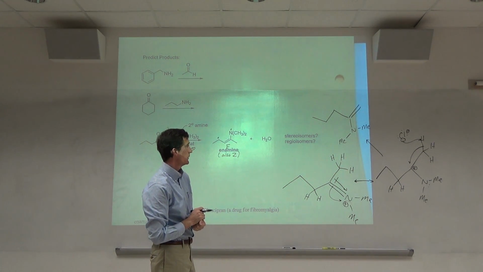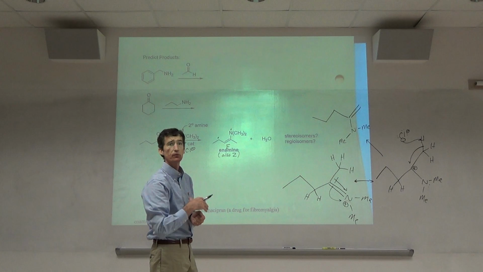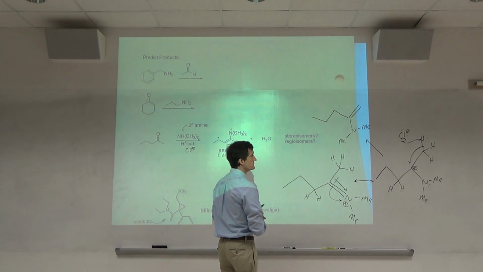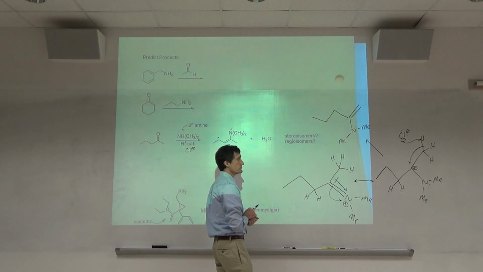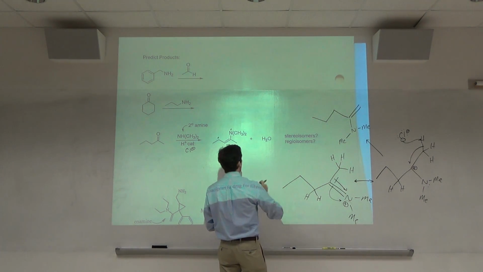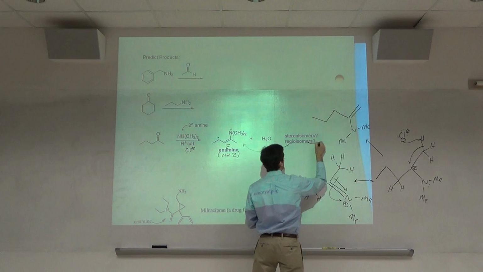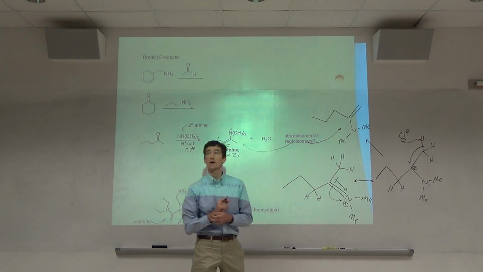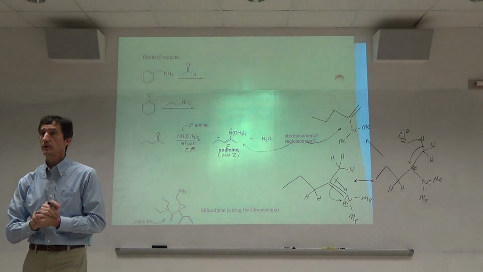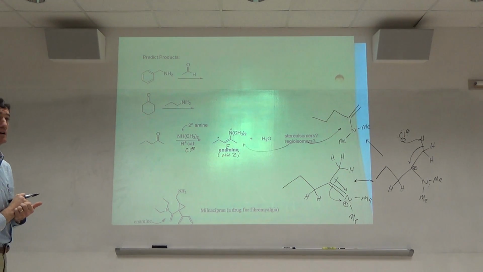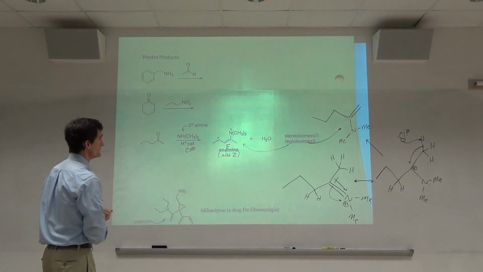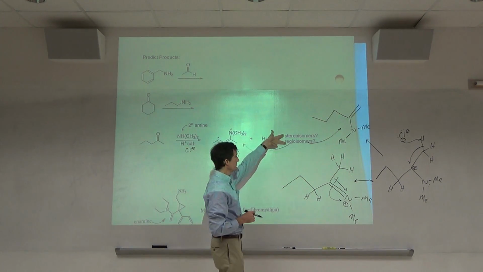enamine with the double bond at the terminal position. And these would be regioisomers, constitutional isomers. Double bond is in a different region. So yes to both of these questions.